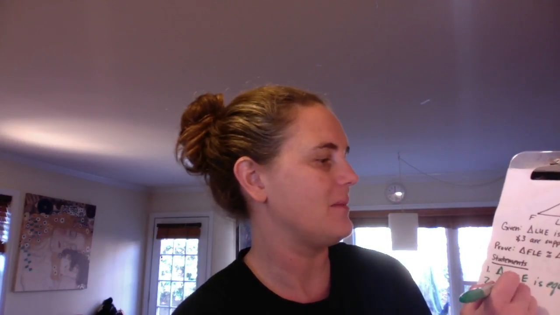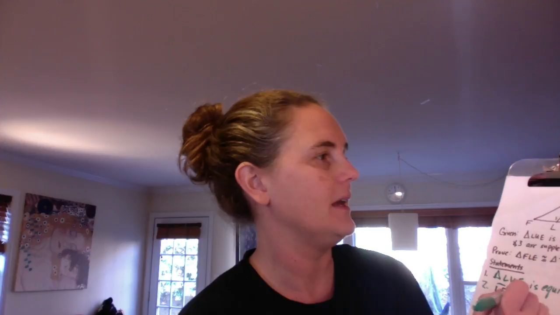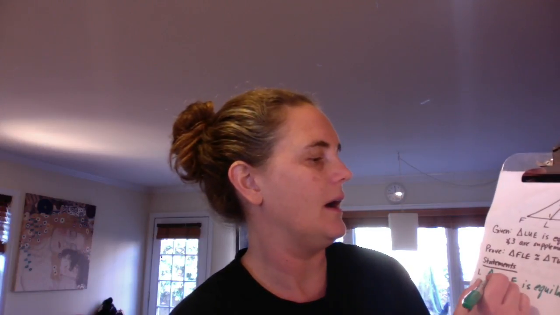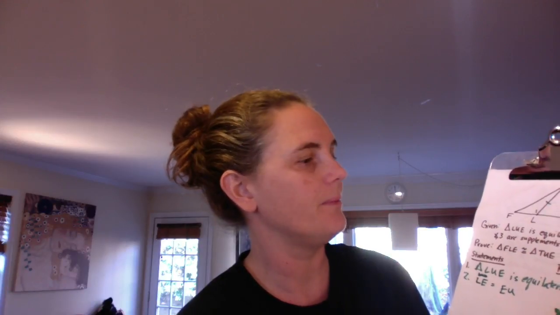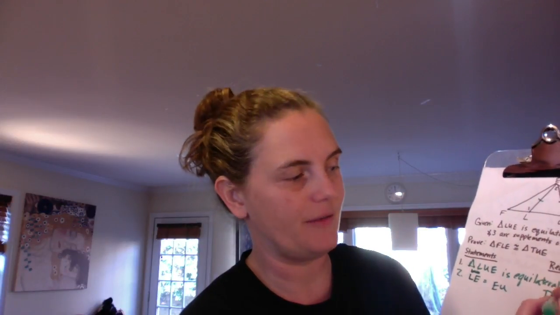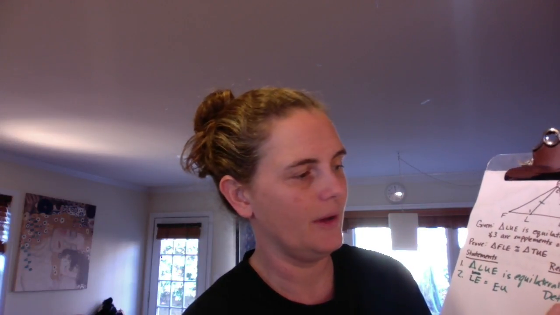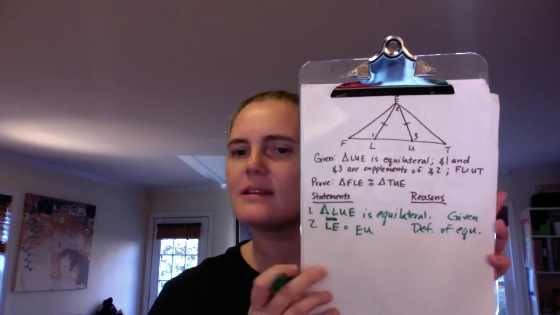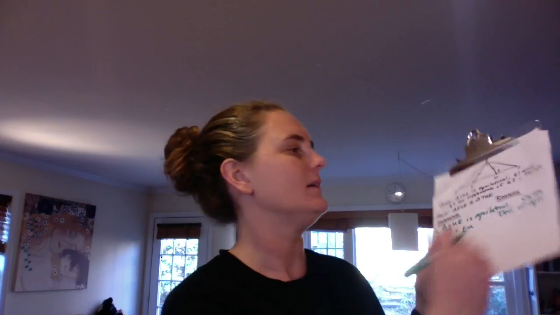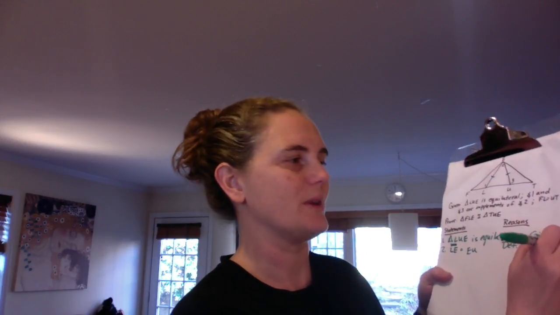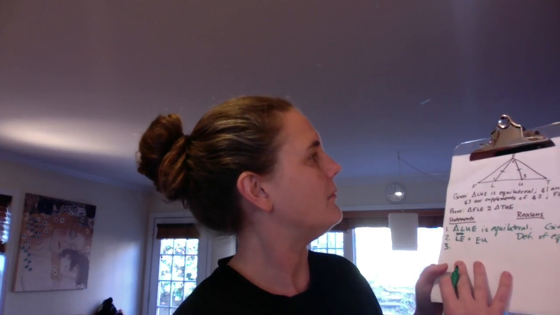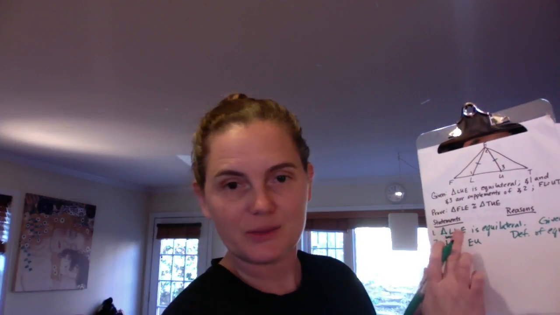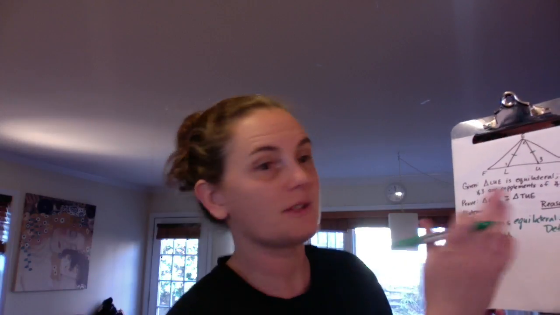So I'm going to say that segment LE, I would just write LE is equal to EU because of the definition of equilateral. You can write out the definition if you like, but I don't think it's totally necessary. And I'll just do my shorthand here. Okay, 3. I think we've gained as much information as we can from the first set of given information. So let's do the second one.